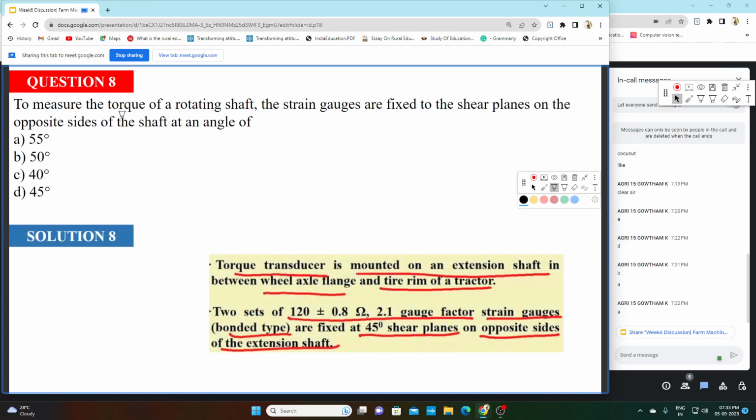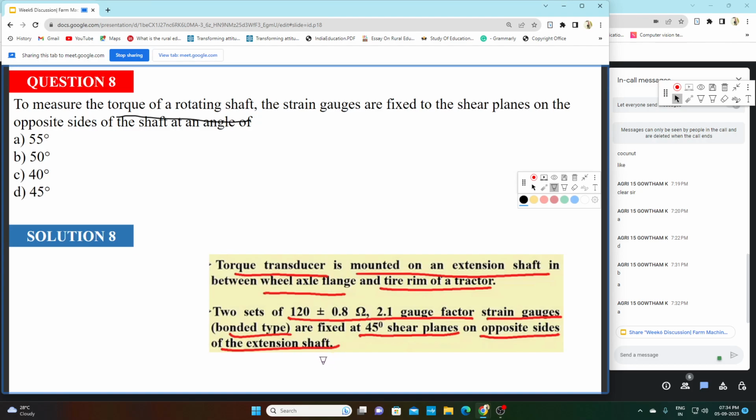So for measuring the torque of the rotating shaft, we are using torque transducer. And torque transducer, how we are making the torque transducer? We are using two sets of strain gauges, strain gauges that are fixed at 45 degree shear plane on the opposite side of the extension shaft. So I have told you torque transducer we are using for two purposes. One is to measure the torque of the PTO, and second is to measure the torque of the wheel.